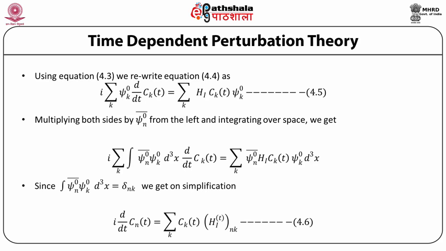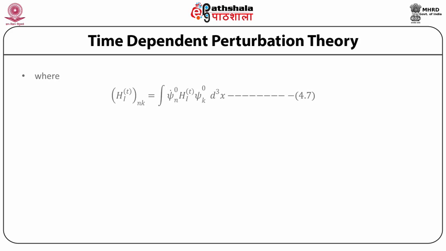Since the integral of ψn naught bar ψk naught d cubed x is equal to delta nk, the orthonormality relation, we get on simplification i d/dt of Cn is equal to the sum over k of Ck(t) Hi(t) nk. Hi(t) nk is the matrix element of Hi(t) between the states n and k, the ψn and ψk, where Hi nk is equal to the integral of ψn naught bar Hi(t) ψk naught d cubed x.